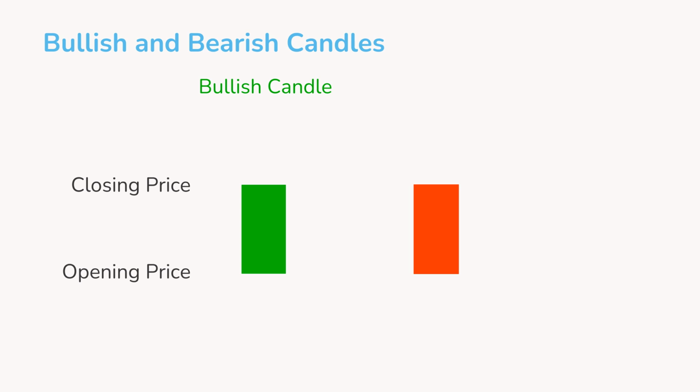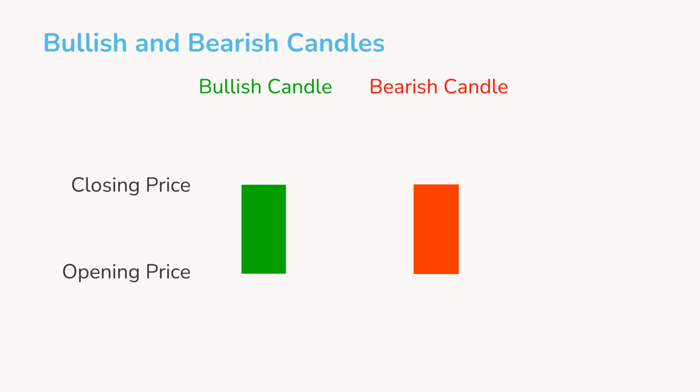The period of the candle depends on the specific time period of the chart you are looking at. So if you are looking at a 5-minute chart, each candlestick would represent 5 minutes in time, and this would mean that the price opened at this level and closed at this higher level at the end of the 5th minute. So on the other side, we have the red rectangle, which is known as the bearish candle.